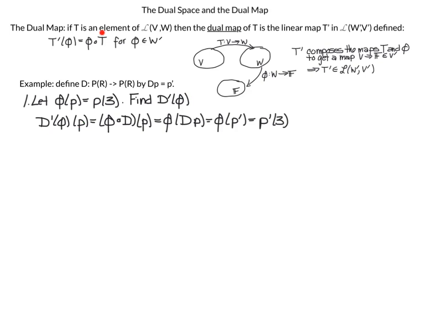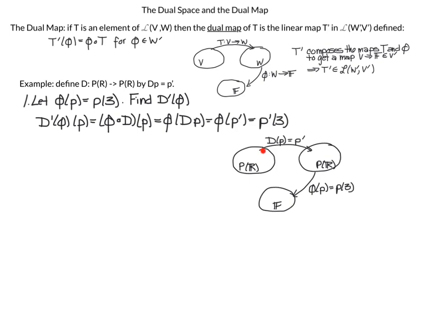To do that, we're going to compose phi with T. In other words, we're going to compose phi, which we've defined here, with D, which we defined as the derivative. So if we take a polynomial, the first thing we are going to do is take its derivative. So we get phi of P prime. And now phi is just the polynomial evaluated at 3. So that's going to be P prime evaluated at 3.